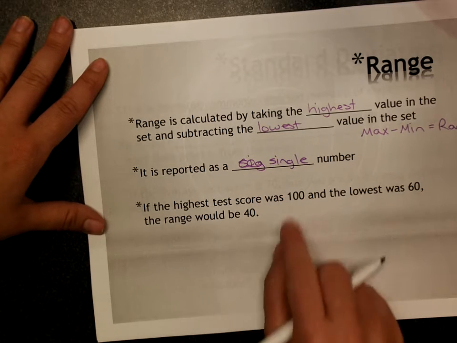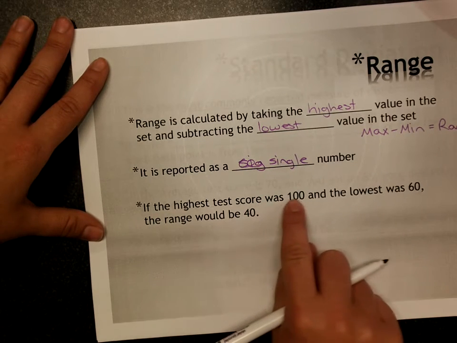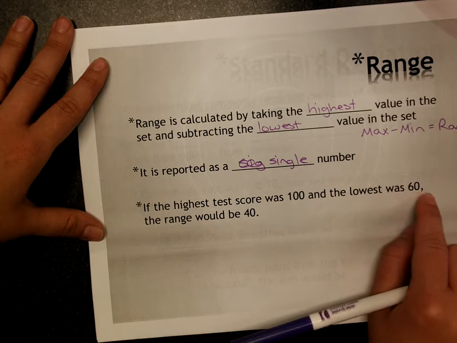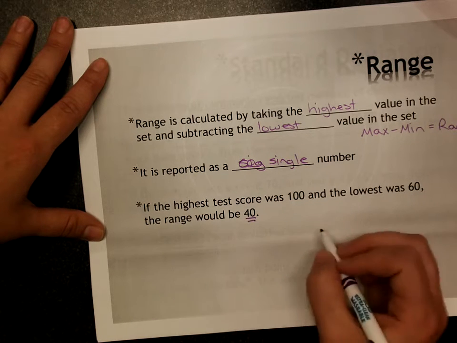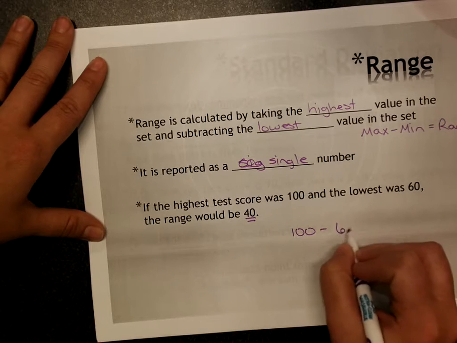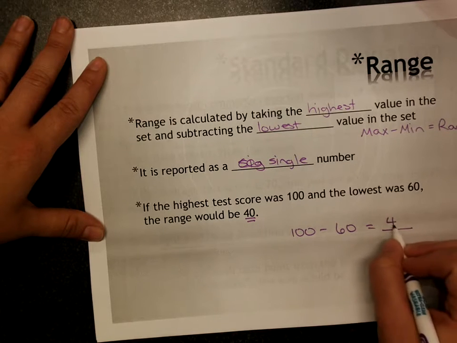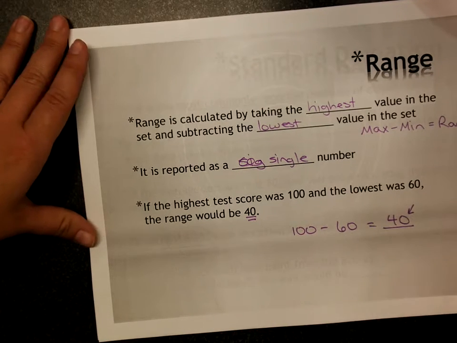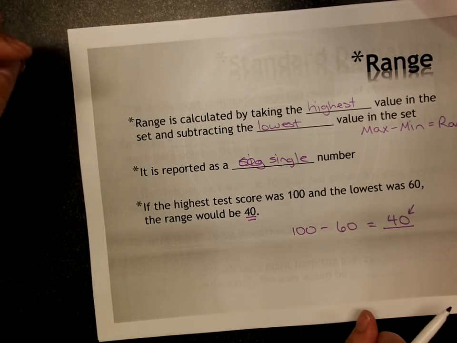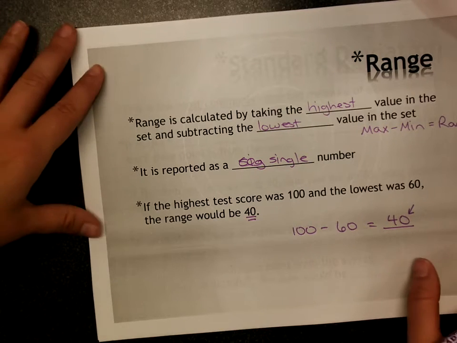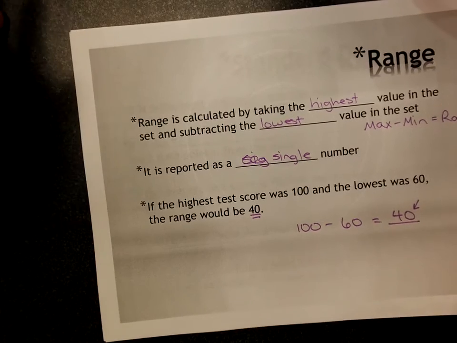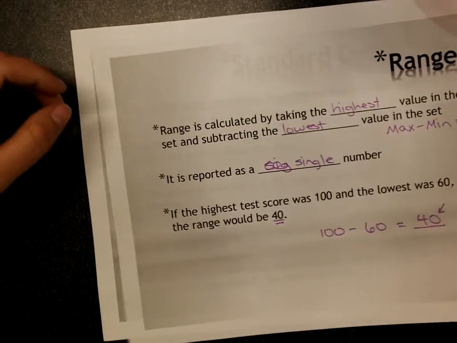number, just one number. So if the highest test score was 100 and the lowest was 60, the range would be 40, and I got that from 100 minus 60 to give me 40. So that is your range. So it's a simple subtraction, max minus min gives you the range. That's not always enough to really tell us what's going on.